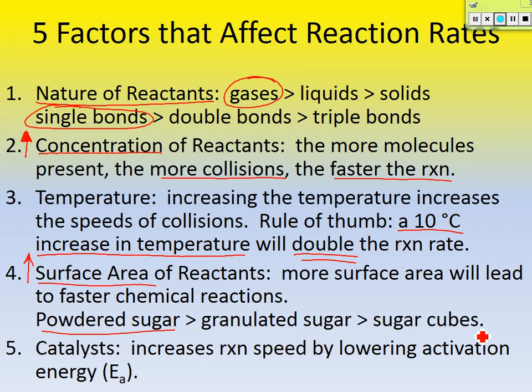Okay, last one is a catalyst, which we just studied. A catalyst increases reaction speed by lowering activation energy. So it makes the reaction go faster by lowering the activation energy. So there's 5 ways, guys, that a chemist can manipulate a reaction to make it either go faster or slower. This is going to be tested a lot. You've got to know these 5 ways to influence the speed of a chemical reaction.